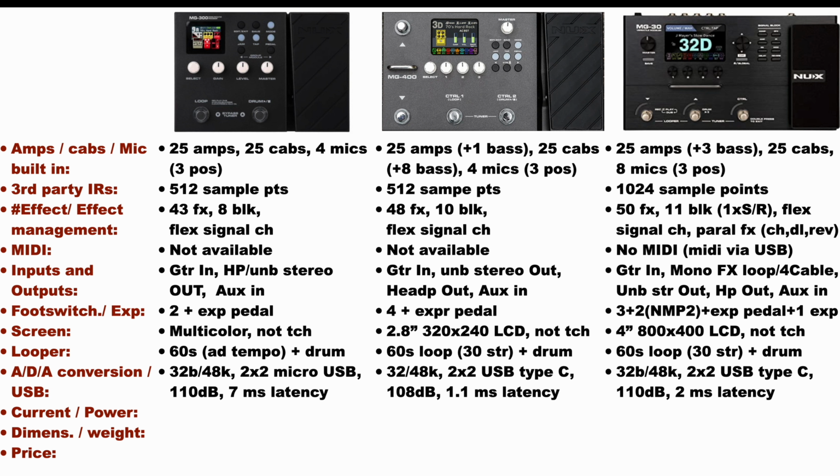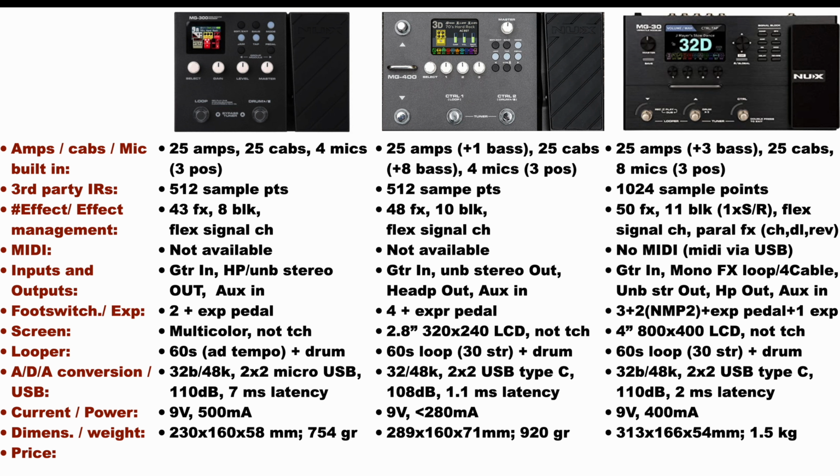The MG400 is the unit which is less power hungry. This suggests that the MG400 is maybe using a new CPU that is more power efficient. The dimensions and weight of the 400 are kind of in the middle between the 300 and the 30, and both the 300 and 400 are made out of plastic, where the MG30 has a metal chassis, which feels much more robust and sturdy. The price of the MG400 is not yet known, but it should be kind of in the middle between the MG300 and the MG30.